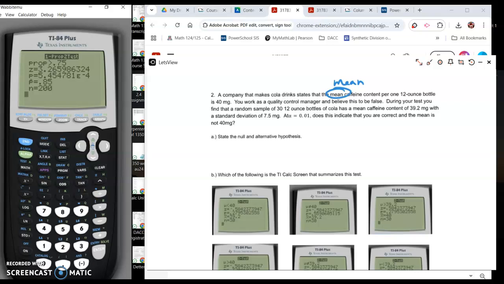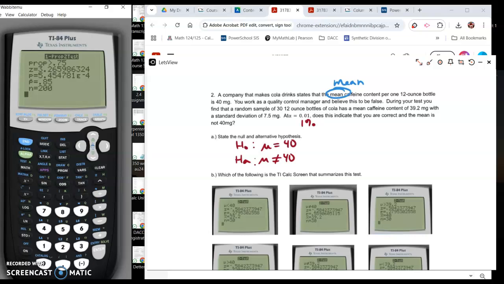During your test, you find a random sample of 30 12-ounce bottles of cola that has a mean caffeine content of 39.2 with a standard deviation of 7.5. At alpha equals 0.01, so our level of significance in this case is 1%. Normally it's 5 unless they tell us. Does this indicate you're correct and the mean is not 40? So, same idea. We'll write a null. We'll write an alternative. So mu is equal to 40 is what is claimed. We just don't think that's right. We think it's not 40.